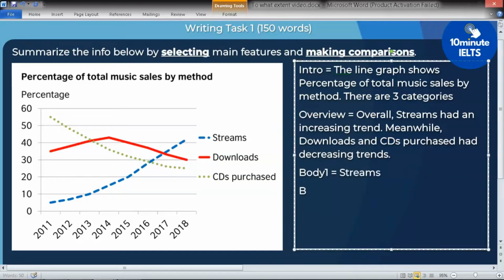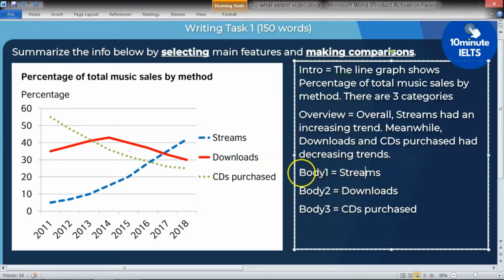Body 2 will talk about downloads. And Body 3 can talk about CDs purchased. Notice, this means I will not be comparing streams to downloads and downloads to CDs purchased or CDs purchased to streams, because that is improper organization of points.